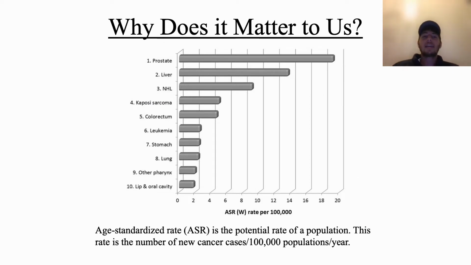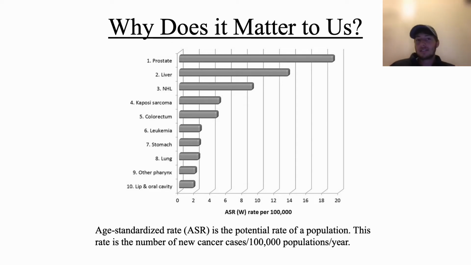Just like any other cancer, cancer is the second leading cause of death in the United States, right behind heart disease. In this graph, as you can tell, these are the top 10 types of cancer in men, by the rate of new cases per 100,000 population per year, based on the ASR, which is just the age standardized rate of a population. As you can see, prostate cancer is at the top of the list for men.